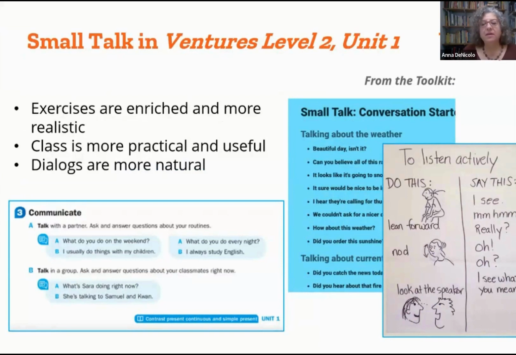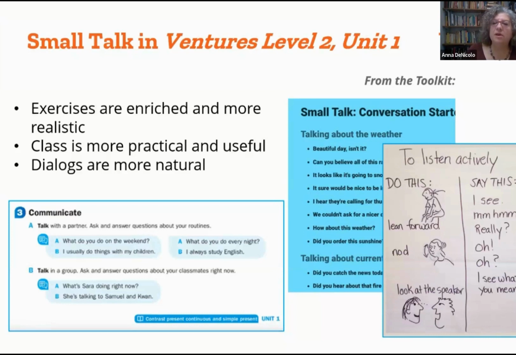By adding the question of how are you and how's it going, for example, or other small talk conversation starters, as you can see here from the toolkit, the exercise can become more enriched and more realistic. It's quite abrupt to just start talking to somebody out of the blue and say, what do you do on the weekend, right? It would be more natural to start with, how are you doing?